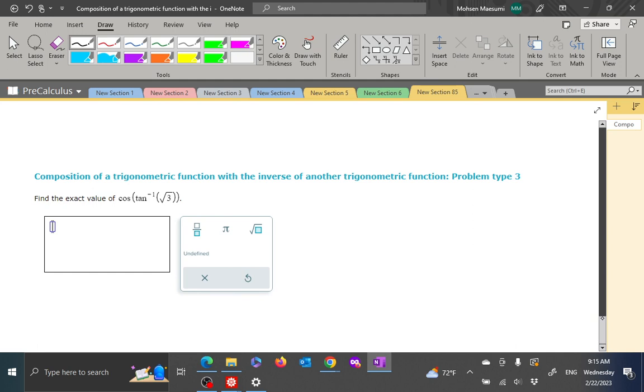Cosine of tangent inverse of radical 3. So tangent inverse of radical 3. You notice all of these are famous values. Angle whose tangent is radical 3, that's pi third. And what's the cosine of pi third? Cosine of pi third is 1/2.